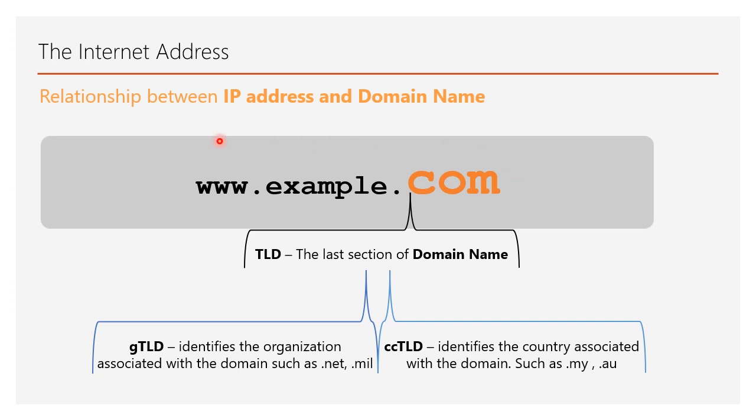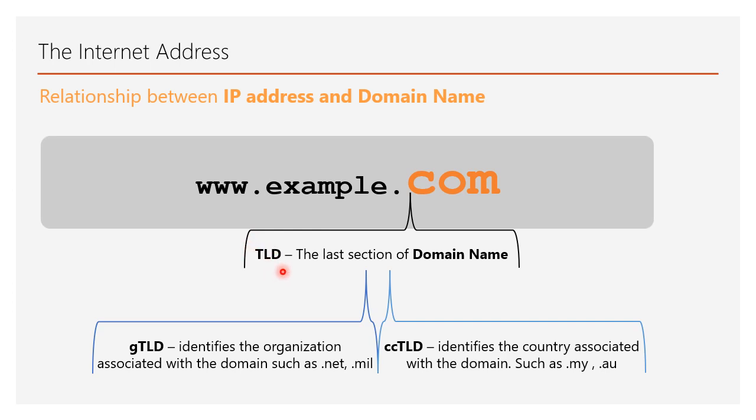So take an example of this domain name. This is the domain name part of a web address. The domain name structure starts with the standard www, which stands for World Wide Web, for a specific website protocol. And then we have example, which is the name of the website. And com is actually the TLD part. The last section of a domain name must have the TLD.